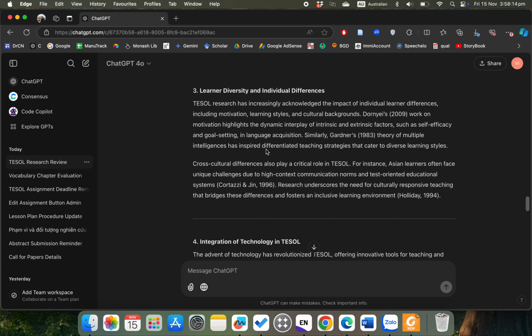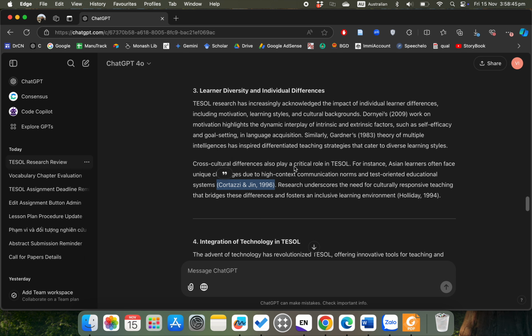Now, the same thing when they talk about learning diversity and individual differences. They talk about individual differences, okay, but then they talk about cross-cultural differences, all right, but they didn't explain how it justifies as learner diversity or individual differences, and what the context is. So you see again the citation from very old references.